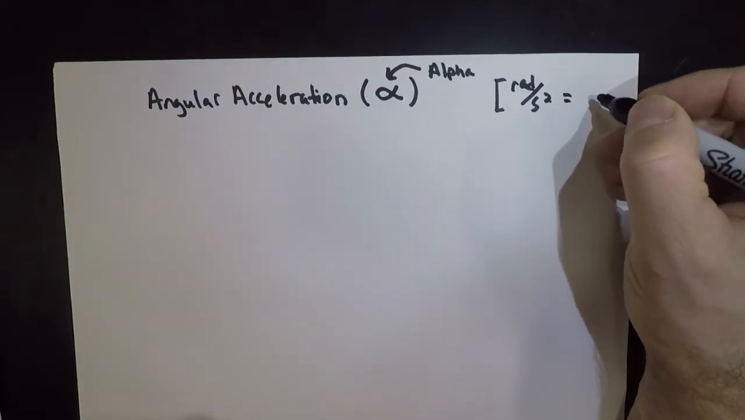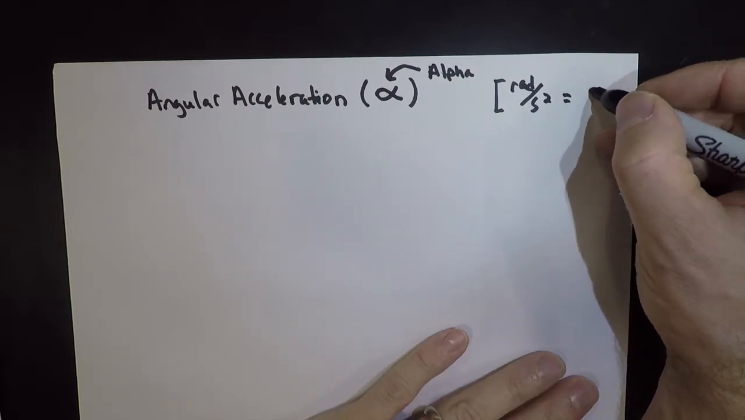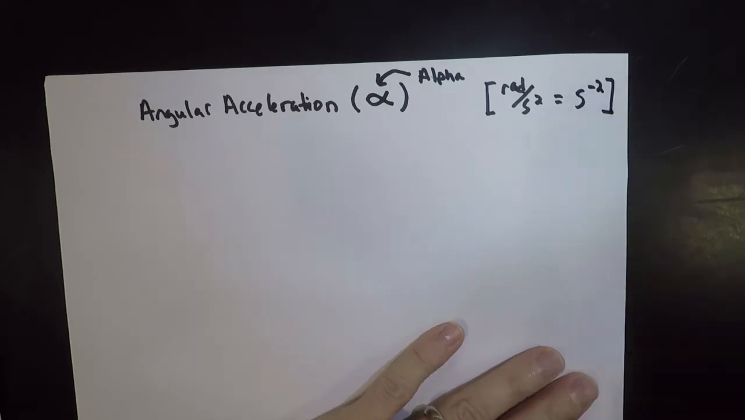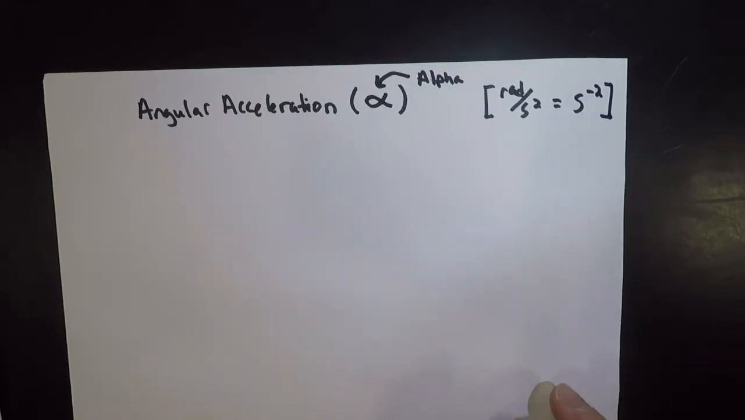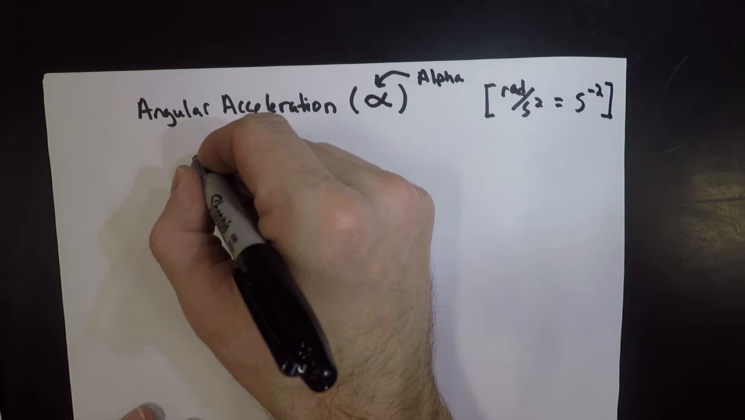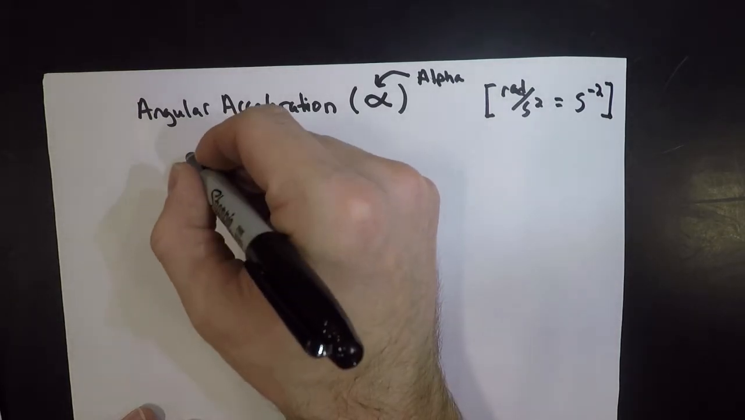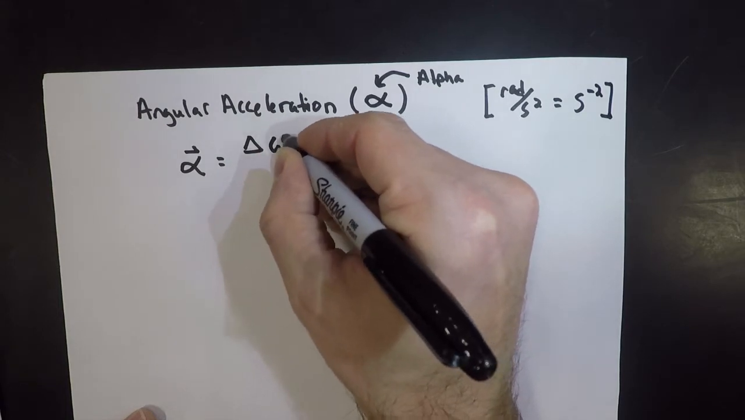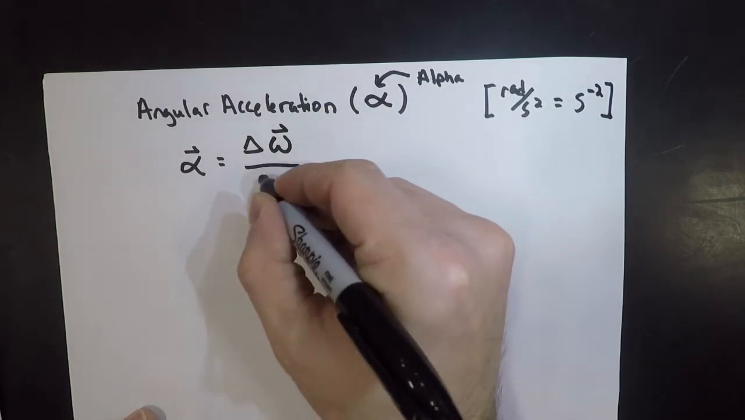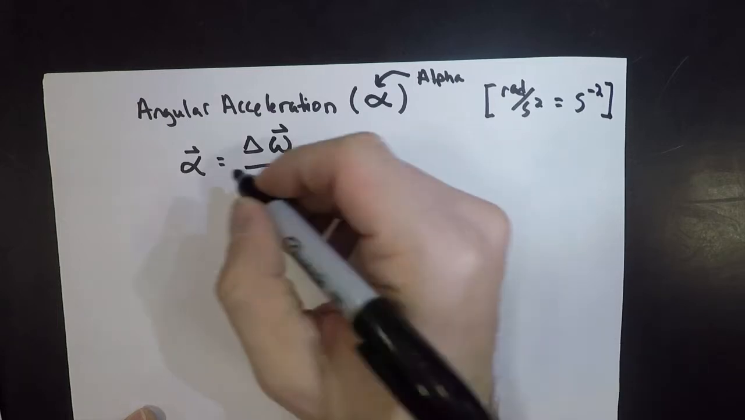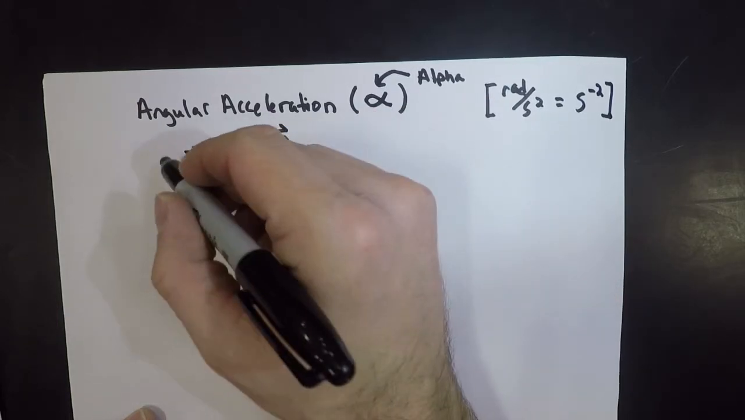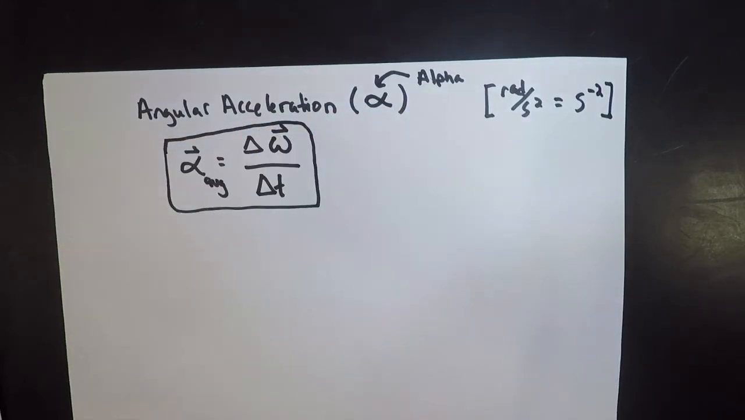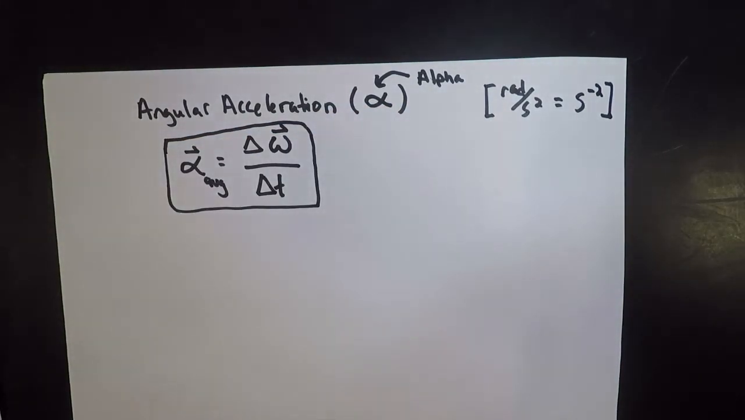And again, since a radian is just a ratio of two lengths, technically inverse second squared is the unit for angular acceleration. So in terms of an equation, alpha is going to be equal to the rate of change of omega, the change in angular velocity over the change in time. And this will yield the average angular acceleration. So the faster you change your angular velocity, the greater your acceleration is.